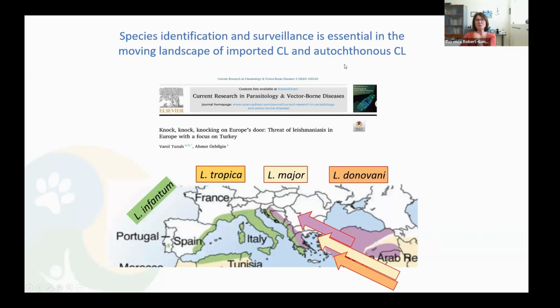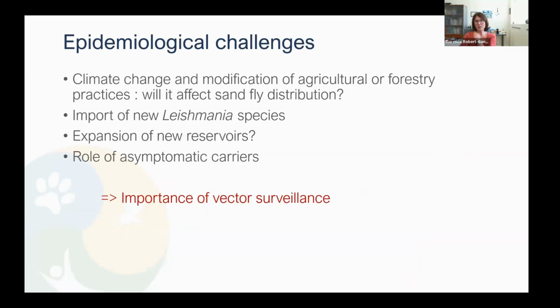The species identification, the surveillance is essential, is a moving landscape, but also autochthonous cutaneous leishmaniasis. And there has been recently a paper alerting on the possible spread of Leishmania donovani and Leishmania major from the east to the west of Europe. And with epidemiological changes due to the climate change, the modification of agricultural or forestry practice, it's important to monitor if it will affect the sandfly distribution.